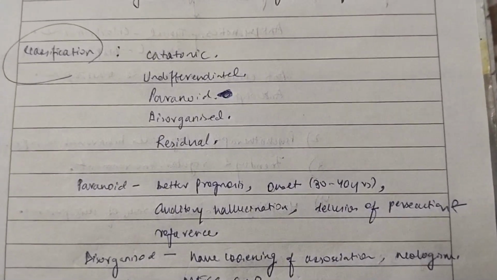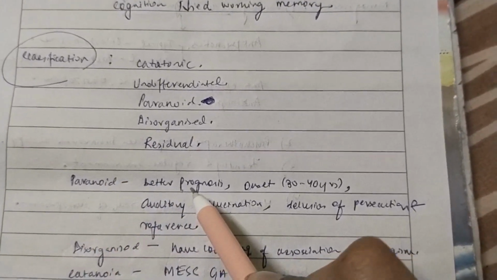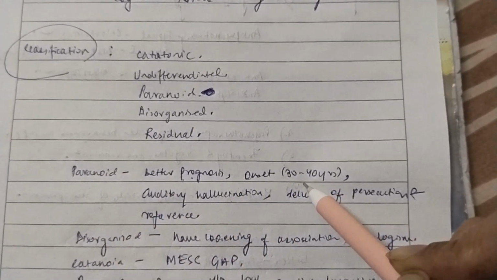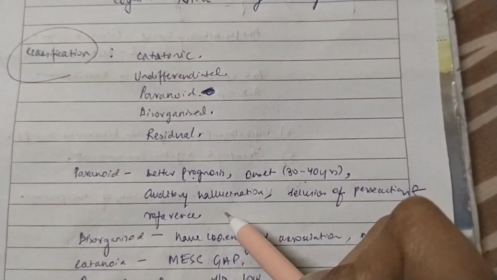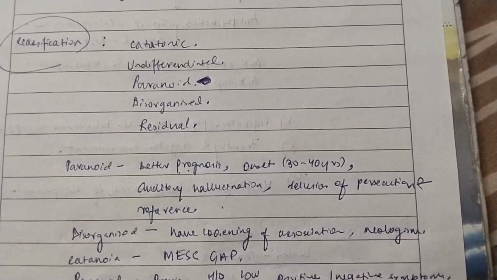What do you mean by paranoid? See, for P, paranoid has a better prognosis. And here the onset is 30 to 40 years. The most important feature is that you see auditory hallucinations, and under delusion you will see persecution and reference.